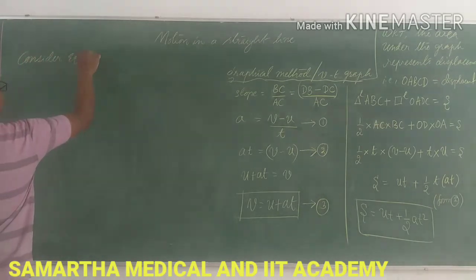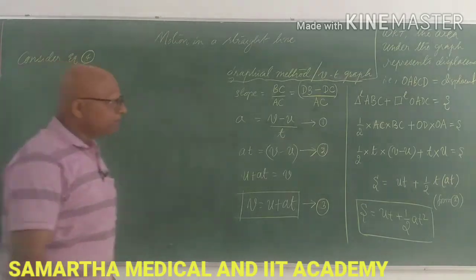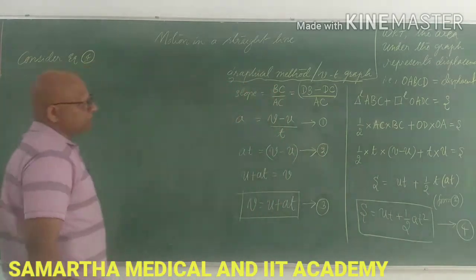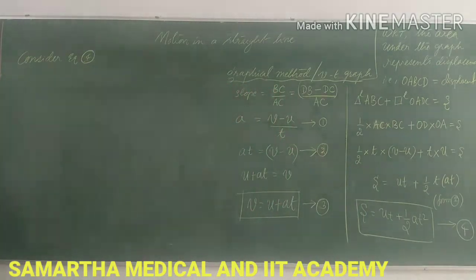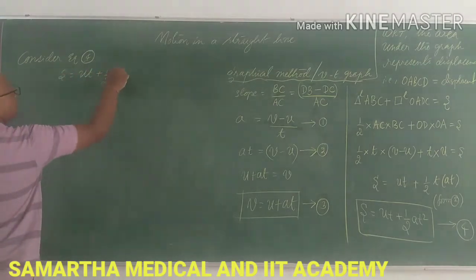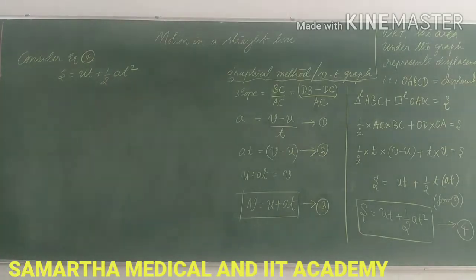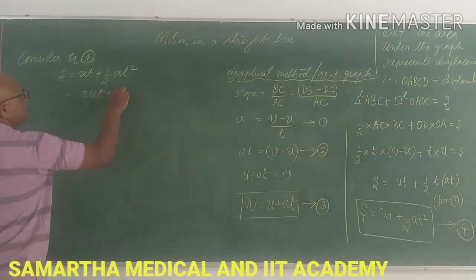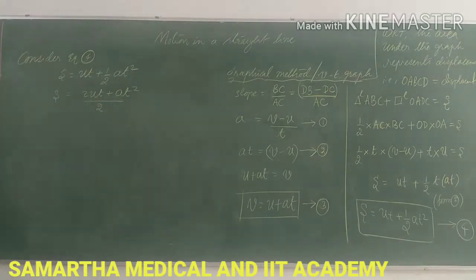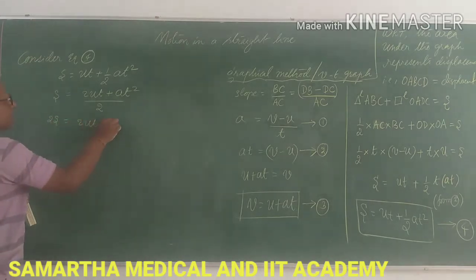Consider equation number 4. What is that equation? Equation number 4 is S is equal to UT plus half AT square. We already know this. What we will do is take the LCM: 2UT plus AT square, whole divided by 2, is equal to S. Or in other words, we can write it as 2S is equal to 2UT plus AT square.